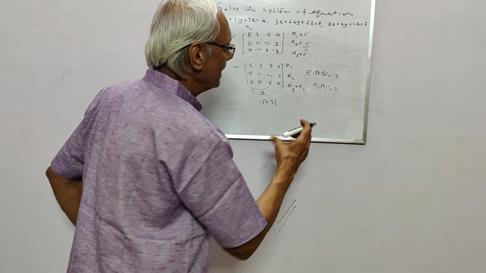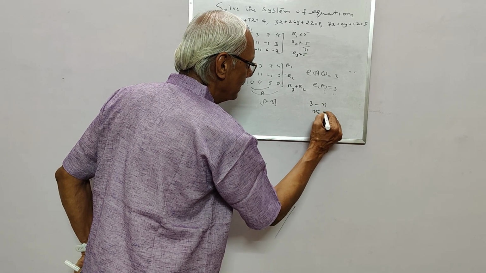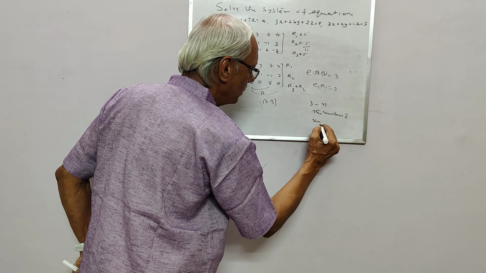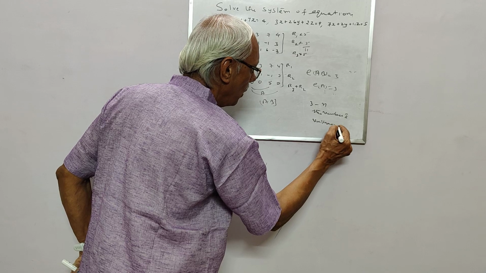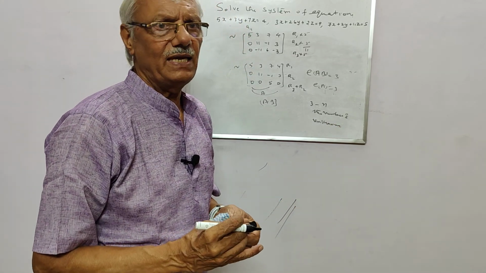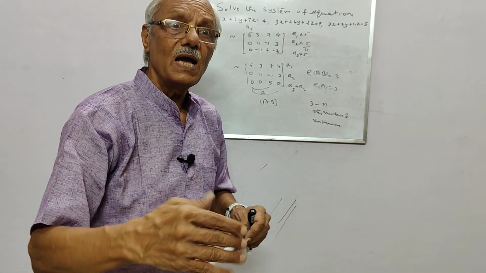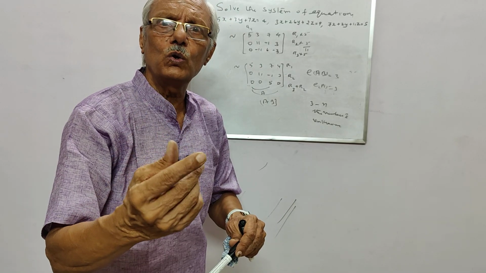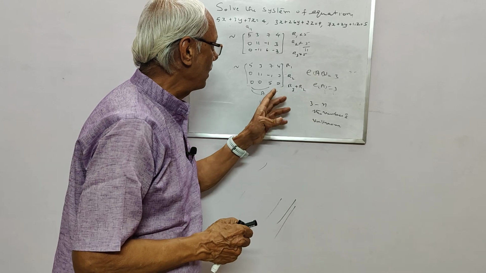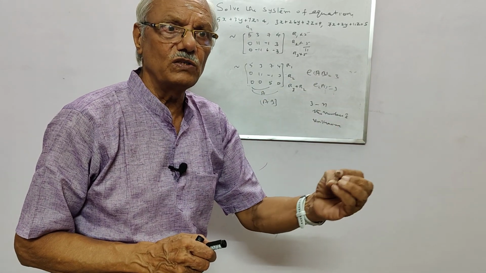And what is n? Is it equal to 3, the number of unknowns? Correct or not? Unknowns. Now, what does the rule say? If the rank of the matrix A is equal to the rank of the augmented matrix and is also equal to the number of unknowns, here you see that the rank of A is 3, the rank of AB is 3, and the number of unknowns is also equal to 3.